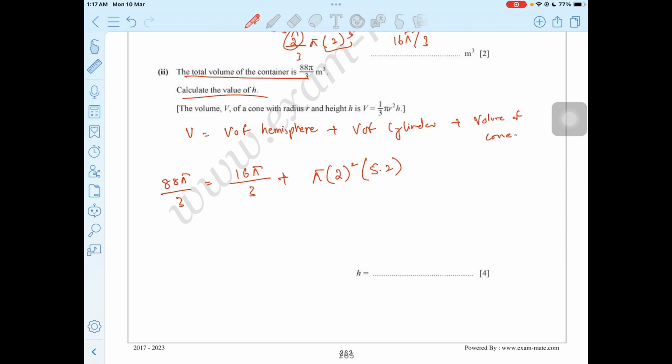and we have volume of cone as 1/3 pi r, r is 2 squared, and then we have to calculate the h, right? So just quickly solve this. So this would be 4 multiplied by 5.2 would be 104 upon 5 pi. This would be 16 pi by 3. We add them up.